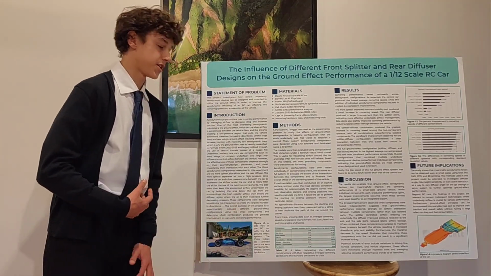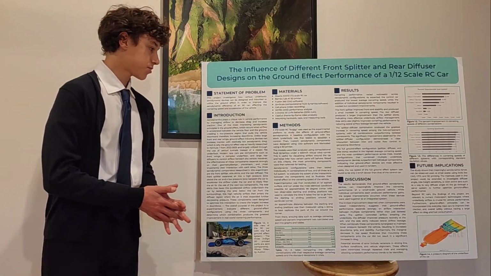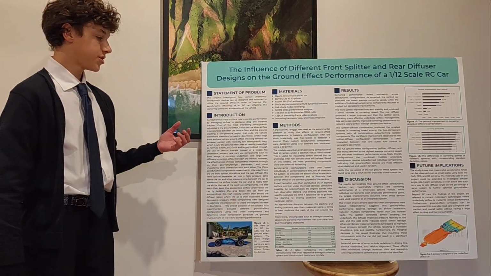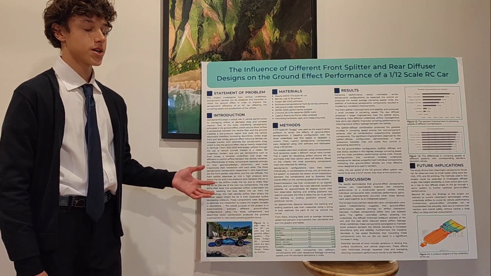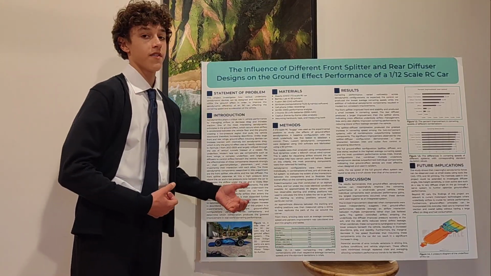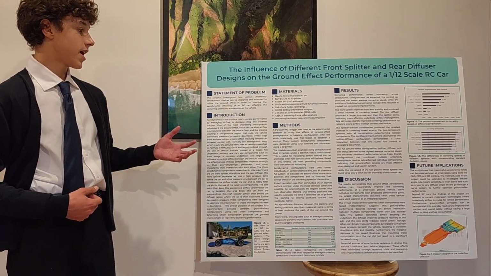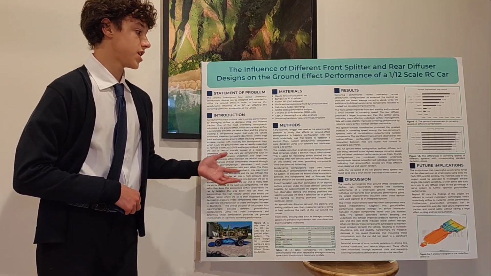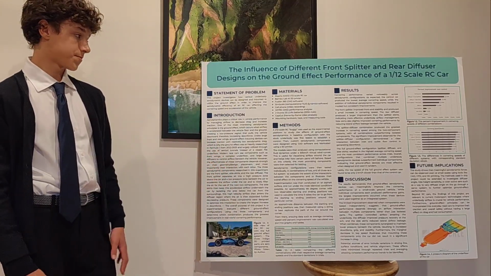Now, this supports the hypothesis that introducing a front splitter, rear diffuser, or side skirts increases the cornering speed of the vehicle, and that the ground effect is a noticeable force that can be effectively used even in smaller scales.